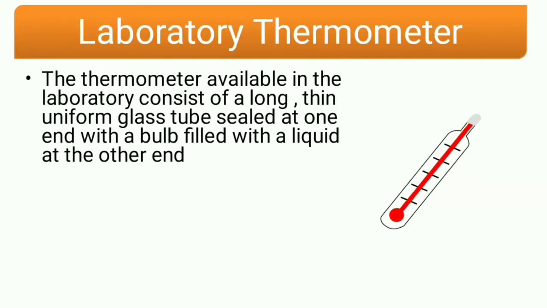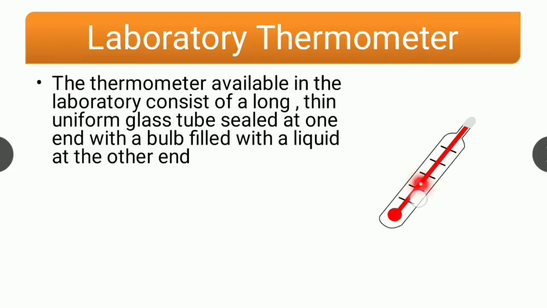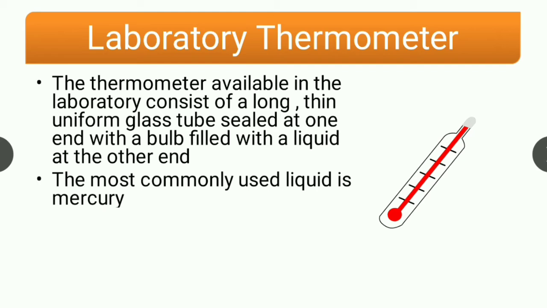The thermometer available in the laboratory consists of a long, thin, uniform glass tube sealed at one end with a bulb filled with a liquid at the other end. So this over here is a bulb which contains a liquid and it is sealed at the other end. The most commonly used liquid is mercury.